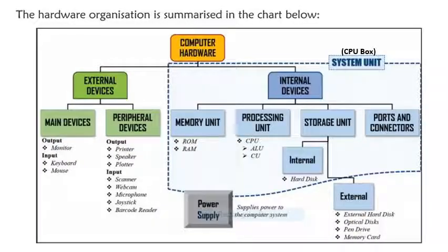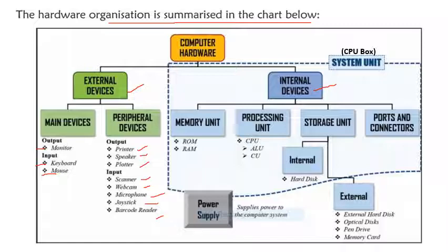Here is an image of a hardware organization in a summarized chart. Let's understand this. Computer hardware has two parts. The one is external devices, another one is internal devices. First, understand external devices. External devices have two parts. Main devices like, for output we use monitor, for input we use keyboard and mouse. And in peripheral devices, for output we use printers, speakers, plotters. And for input we use scanner, webcam, microphone, joystick, barcode reader.